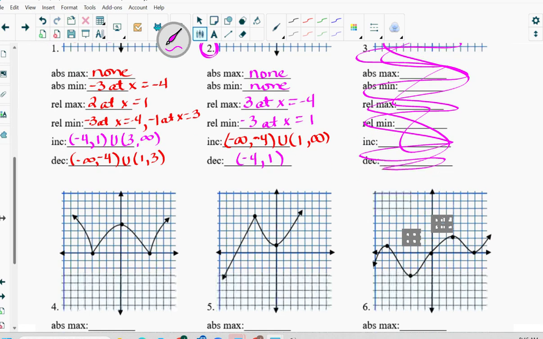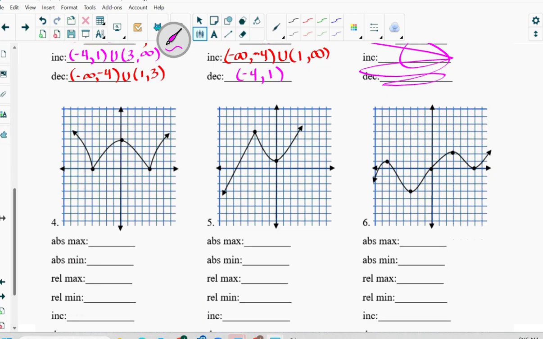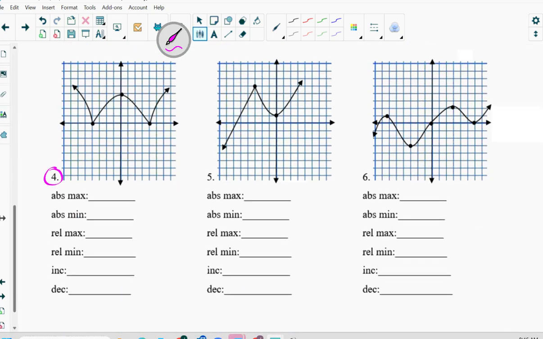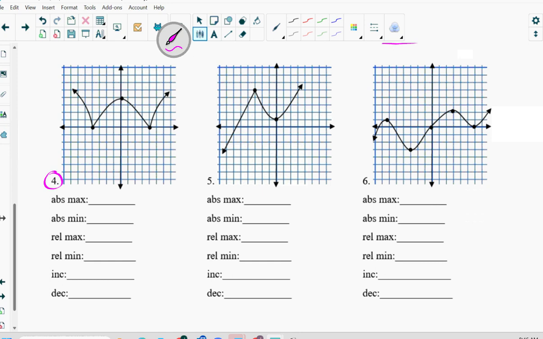All right, guys. Try number 4 for me. I think that's the last one we're going to do on the front here. I think we're getting it. Am I right? Yes.